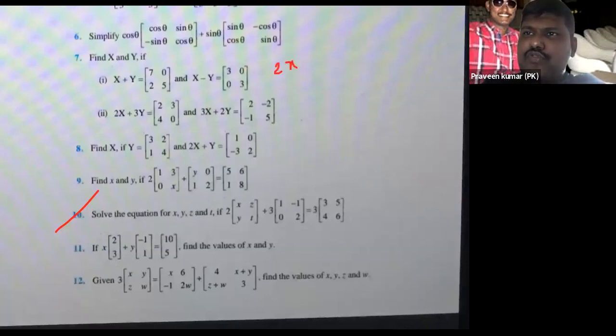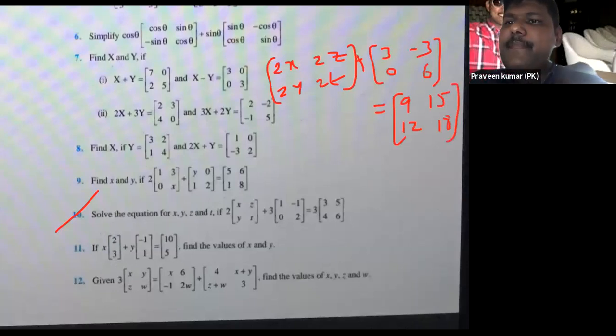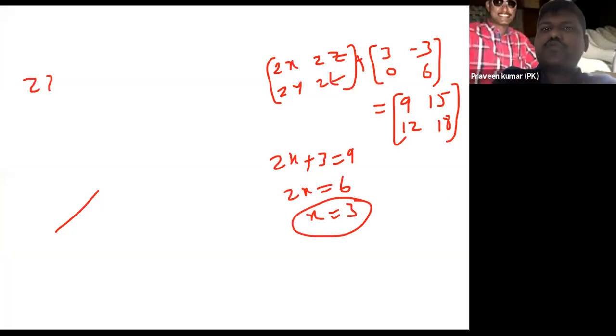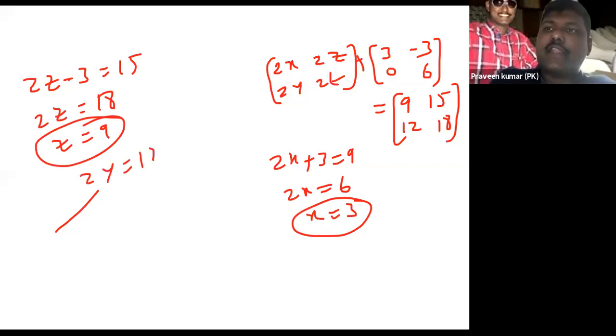2x, 2z, 2y, 2t. Plus 3 multiply inside. 3 minus 3, 0, 6 is equal to 3, 3 is 9, 3, 5 is 15, 3, 4 is 12, 3, 6 is 18. Now equate. 2x plus 3 is 9. 2x is equal to 6. X is 3. Next. 2z minus 3 is equal to 15. 2z is equal to 18. Z is 9. Next. 2y is equal to 12.